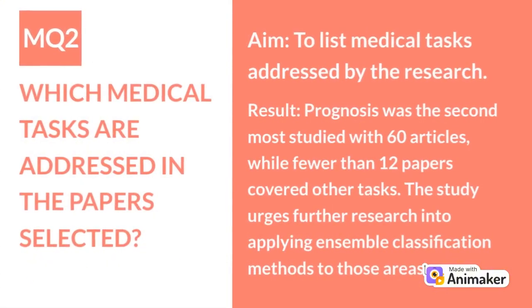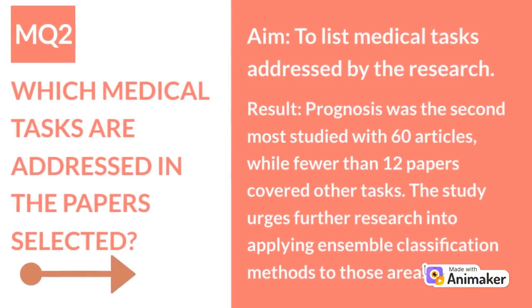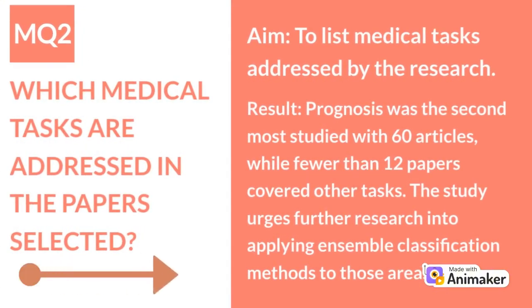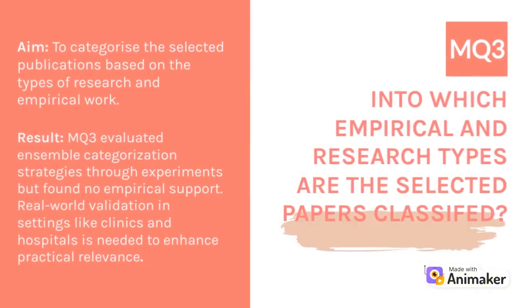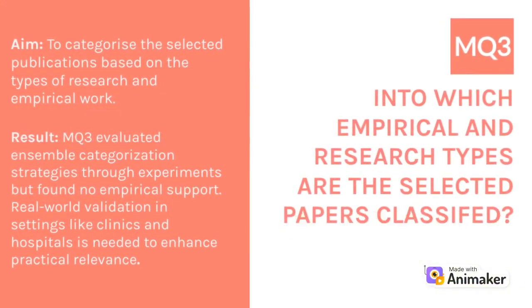MQ2 aimed to list medical tasks addressed by the research. Prognosis was the second most studied with 60 articles, while fewer than 12 papers covered other tasks. The study urges further research into applying ensemble classification methods to these areas. MQ3 aimed to categorize the selected publications based on the types of research and empirical work. MQ3 evaluated ensemble categorization strategies through experiments but found no empirical support. Real-world validation in settings like clinics and hospitals is needed to enhance practical relevance.